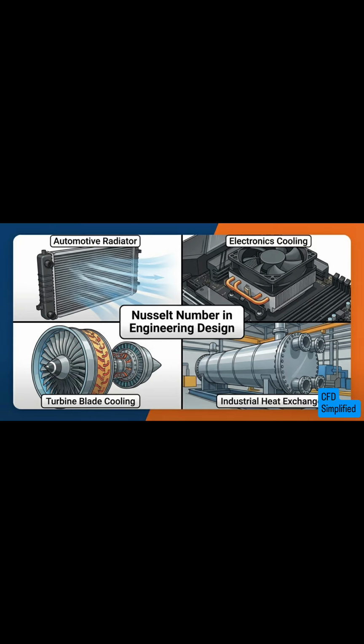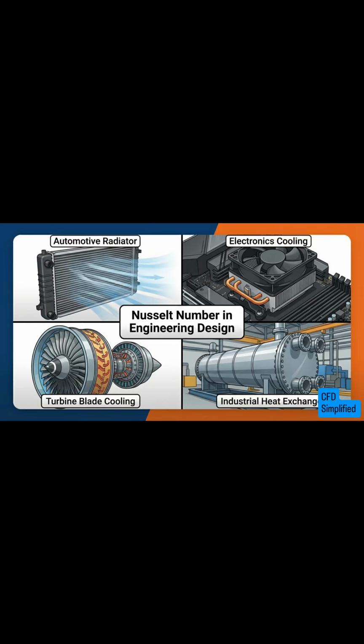2. Local versus average heat transfer. CFD allows you to compute the local Nusselt number, which is pointwise heat transfer, and the average Nusselt number over a surface. This helps identify hot spots, regions of poor cooling, and design improvement areas.